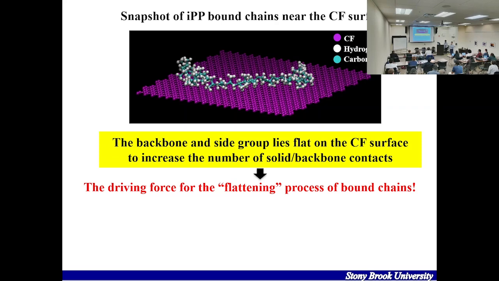So the polymer is kind of smart. They understand the situation and they try to accommodate themselves to minimize the free energy. That's this one.